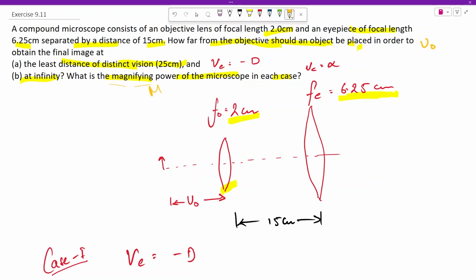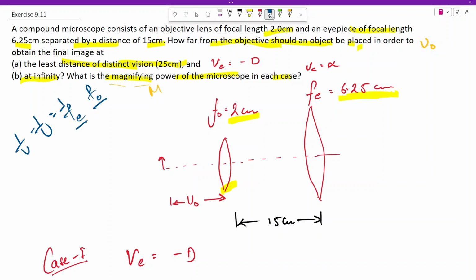Now we will use two formulas in this question. The first is the lens formula, that is 1 by V minus 1 by U equals 1 by F. Here I have represented F_E and F_O as the focal length of the eyepiece and the objective respectively, and subsequently U and V have also been represented with the subscripts E and O, E as the eyepiece and O as the objective.